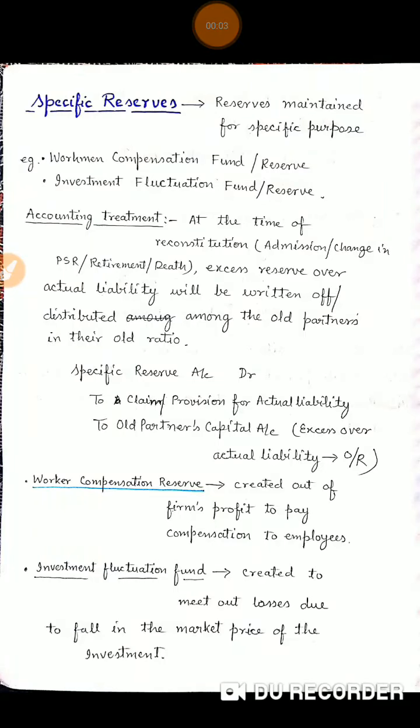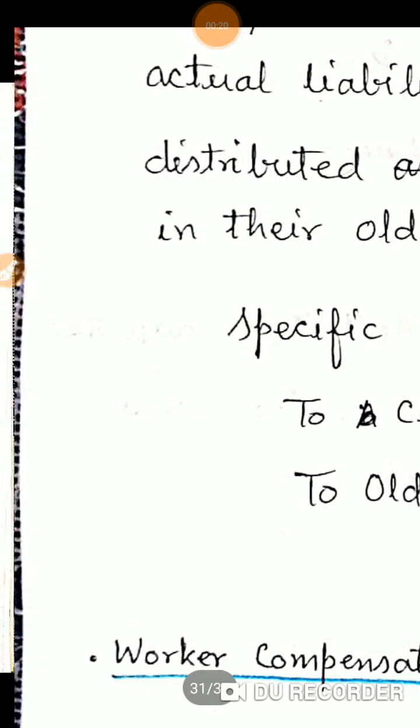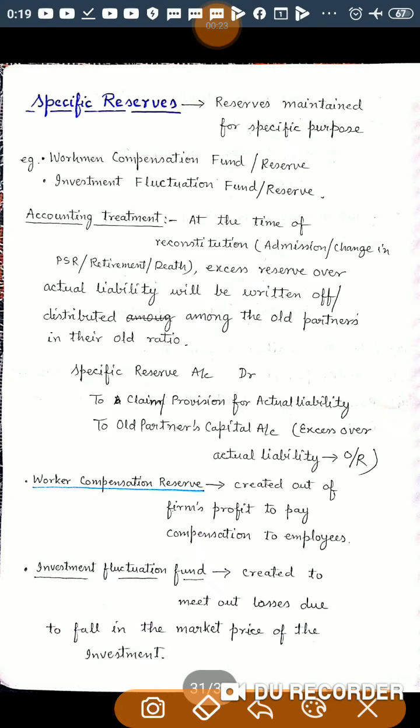So for the specific reserve, the accounting treatment is we will distribute excess reserve over the actual liability among the old partners in their old ratio. So the accounting journal entry will be: specific reserve account debited to whatever the claim or actual liability is. We will transfer that amount to that claim or provision for actual liability, and the rest of the amount we will transfer or credit to the old partners' capital accounts in their old ratio.